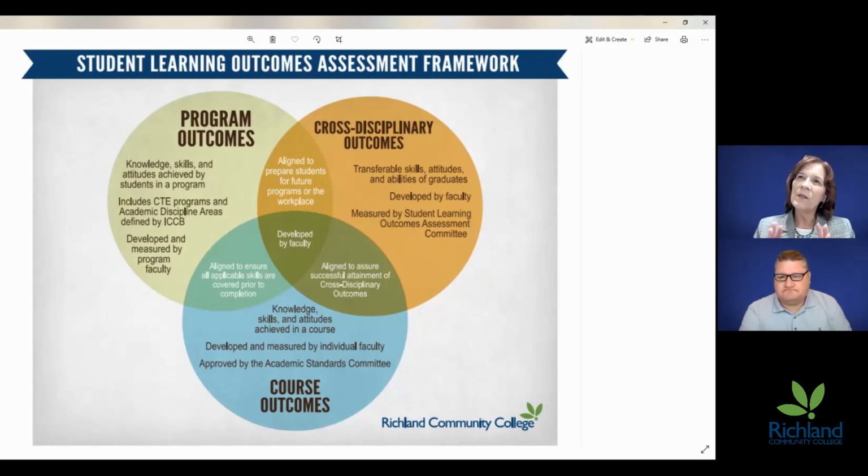So they're very closely related. They do not come from the top down. They originally came from faculty and came up. Again, it could be from accreditation, but going back to the early 2000s, we had a task force who worked on creating this whole system. It has certainly been refined and then taken over by our Student Learning Outcomes Assessment Committee, as I mentioned earlier. SLOA, you'll hear that acronym.